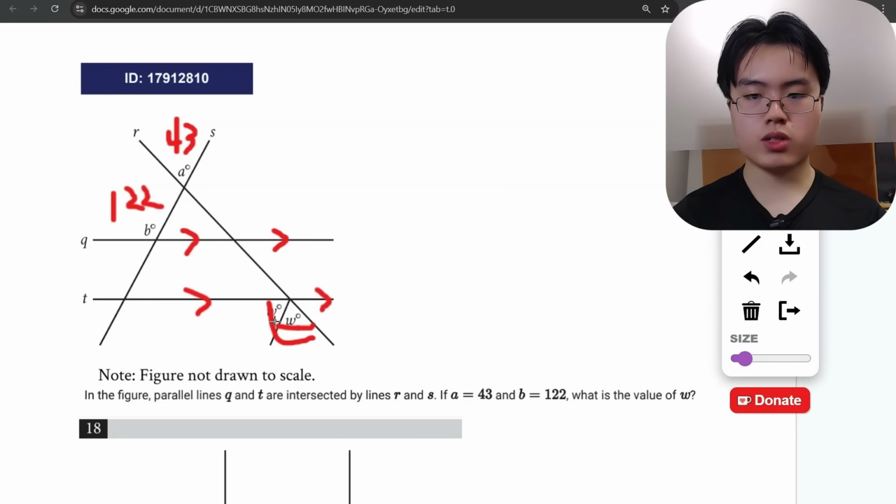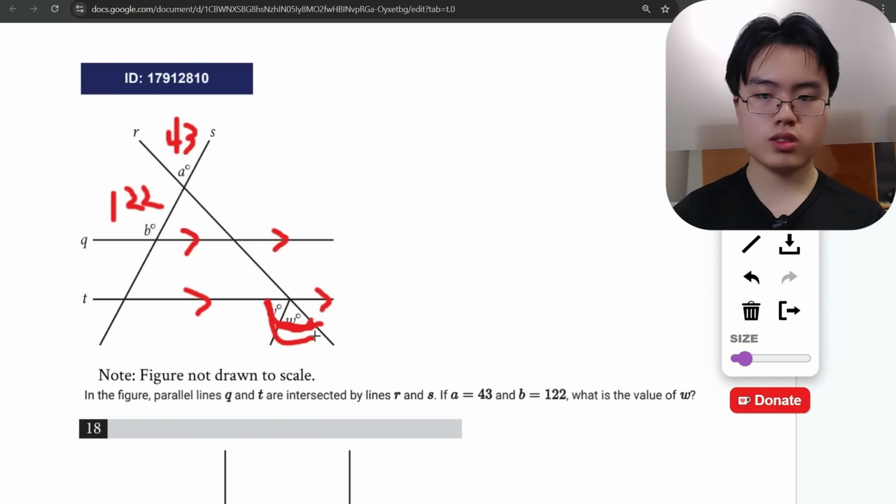But since these are the same, I think we just need to find this one, and then we can divide it by 2 to get what W is, because we know these are the same. Right, so we need to find this one. How do we get this one?